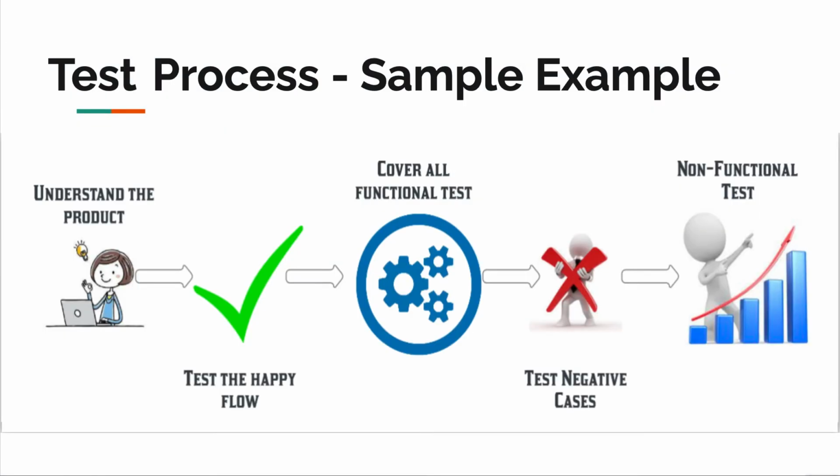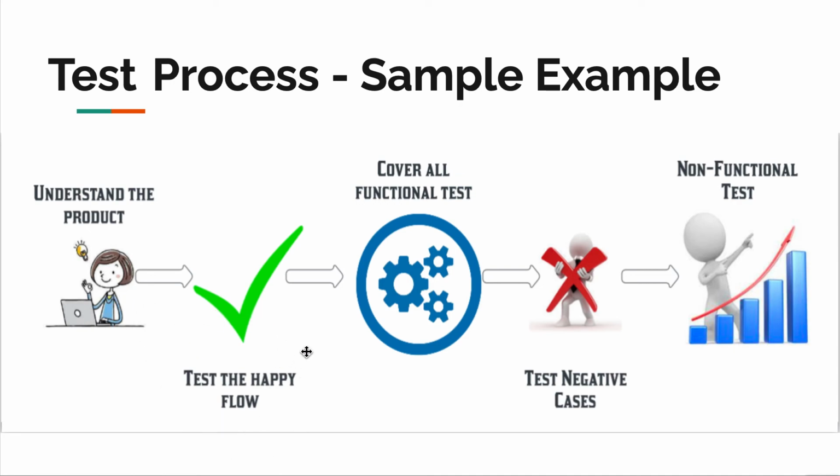So that's all, guys. Once all the testing is done, let me summarize this. As part of the test process, I have given a very simple example. So first you need to understand the product. If you have to write test cases on anything, whether it is a chair, table, glass, anything, first you should understand the product. Once you understand the product, in real-time software testing also, first you need to understand the product, then you should test the happy flow.